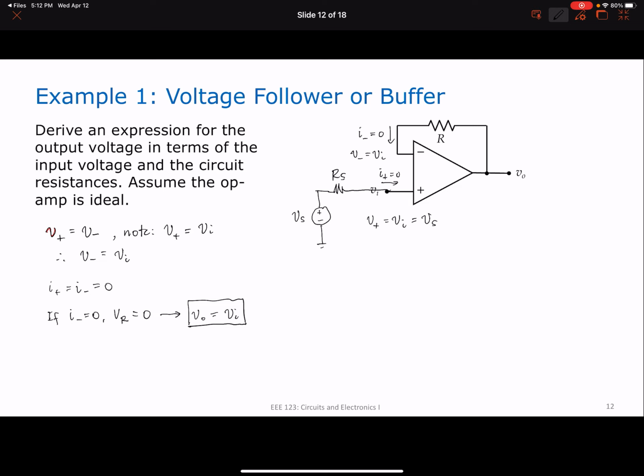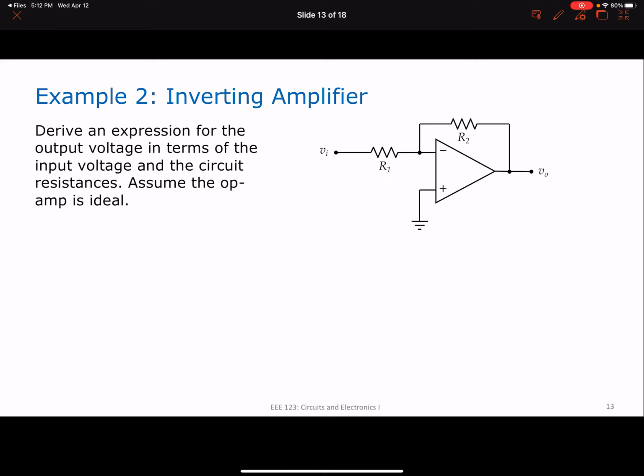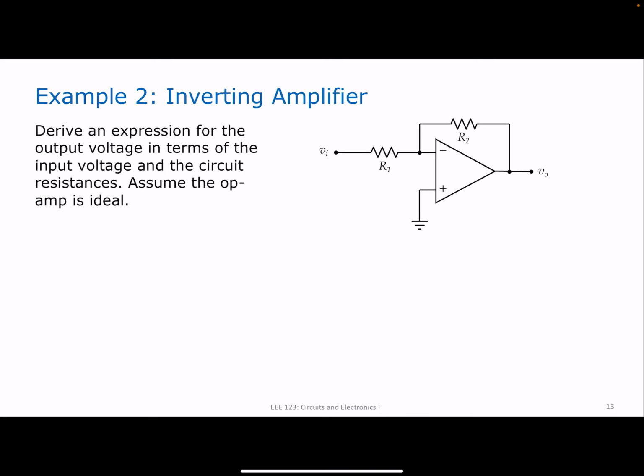A second example. So this is a classic op-amp circuit. We call this your inverting amplifier. So the problem is: derive an expression for the output voltage in terms of the input voltage and the circuit resistances. We assume that the op-amp is ideal.